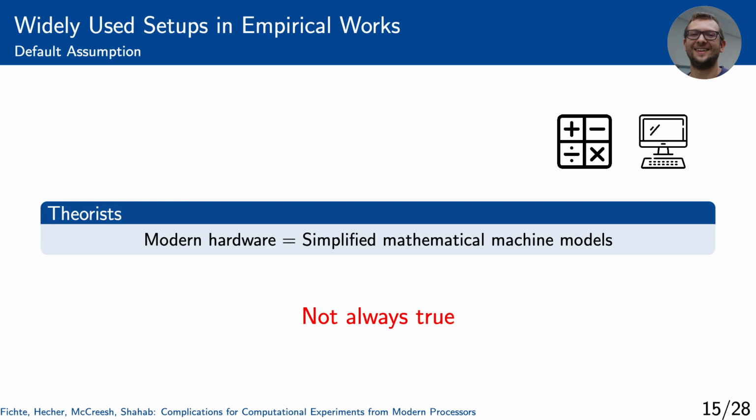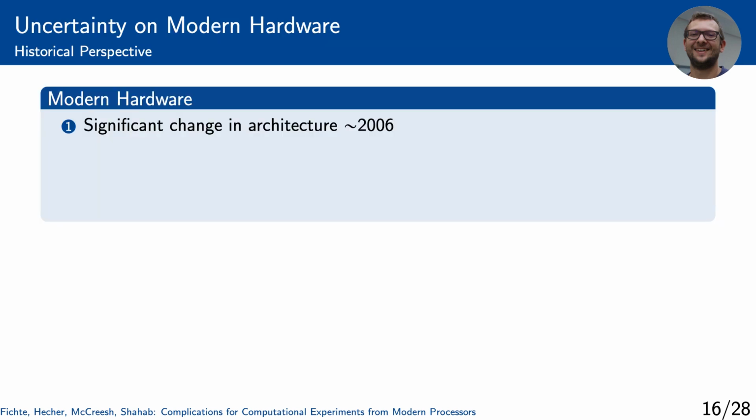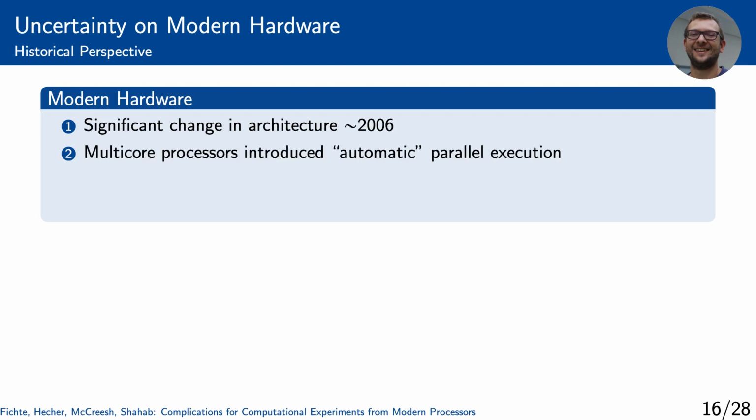Sorry to disappoint you. This is not always true. In fact, there has been a huge but somewhat silent change in computer architecture around 2006, when multi-core processors were widely introduced and progress in faster silicon slowed down significantly. Multi-core processors and modern operating systems introduced automatic parallel execution.